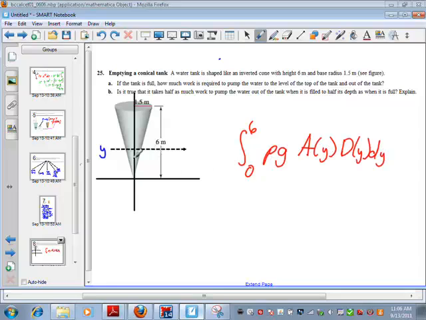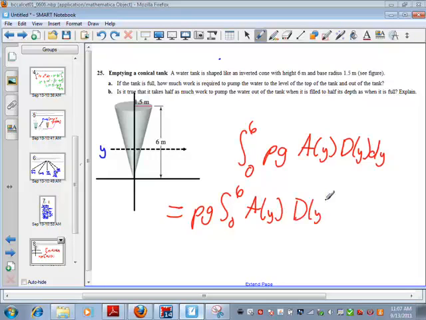Now, because this is a cone and not a cylinder, the circles are getting bigger. As a matter of fact, you're doing more work, it seems, or at least the thing that you're pulling out is getting bigger the higher you go up. So it's equal to rho times g, the integral from 0 to 6 of A(y) times y dy. And the question is, what in the world is A(y)? So now when we cut this across, what is it?